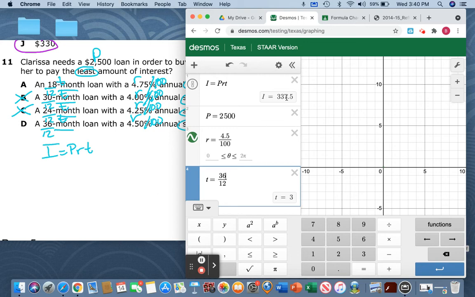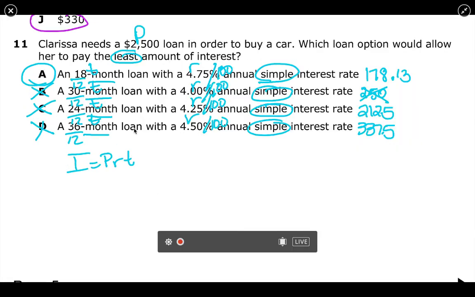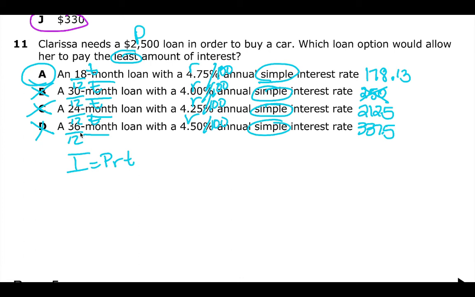337.50. So I have a question. What? Legitimate question. So this is less time, but a higher interest rate. This is a low interest rate, more time. Is it because more time? Yeah, because remember when we did it yesterday, the longer you have it, the more interest you earn or pay. Okay. I hope we listened.